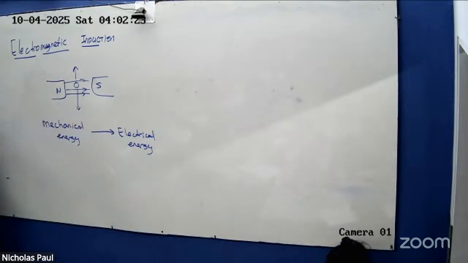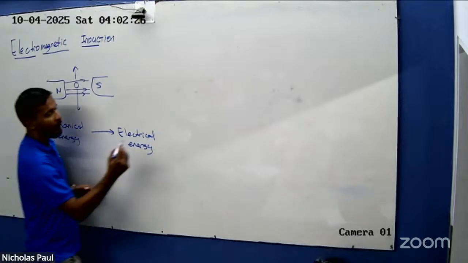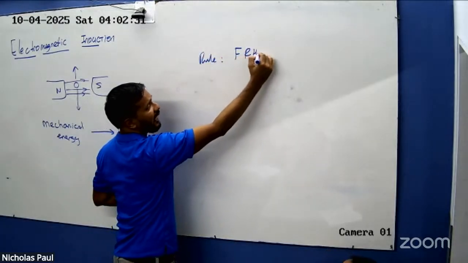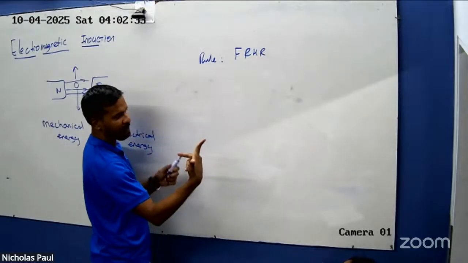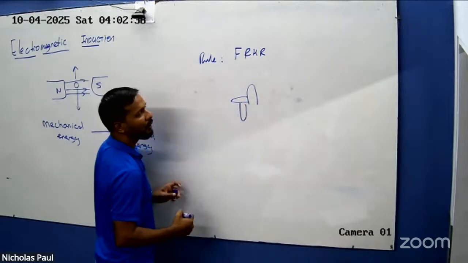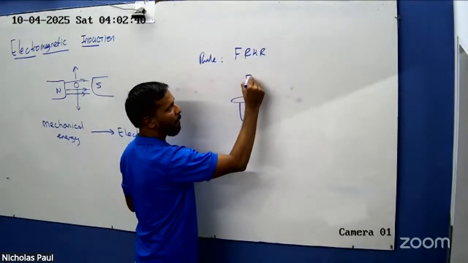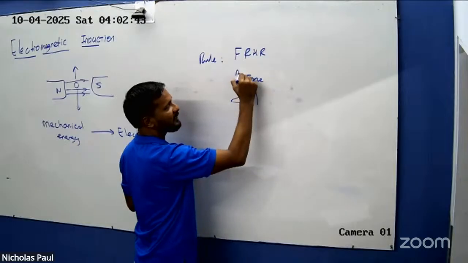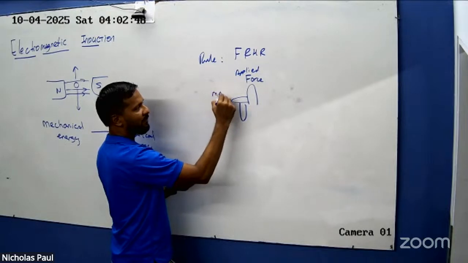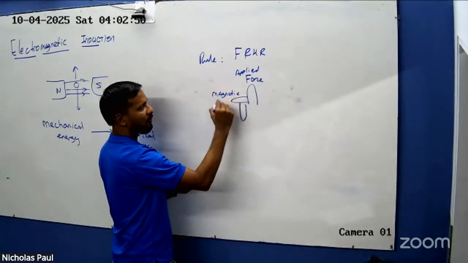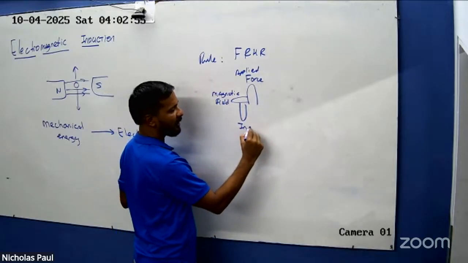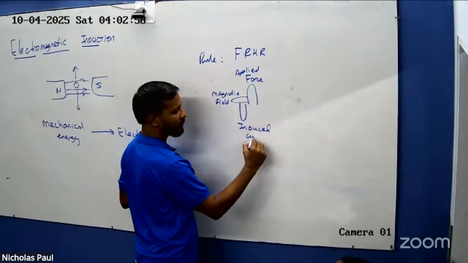That's okay? And the rule that we use is Fleming's right-hand rule. Same thing, same meaning. You have the thumb, your first finger, and your middle finger. Thumb is the force, the applied force. First finger is the magnetic field. And your middle finger is what you're trying to find, the induced current.